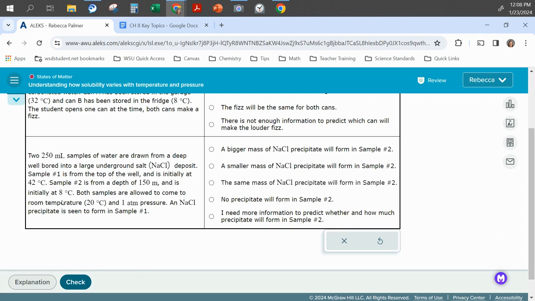So what do you think about this sample? Will we see something precipitate? No. Why? Because it's becoming more soluble. You've already got everything dissolved in it. Yes, perfect. The temperature is increasing, so it's going to be more soluble. Good. So no precipitate in sample 2. The temperature is increasing, that increases the solubility.